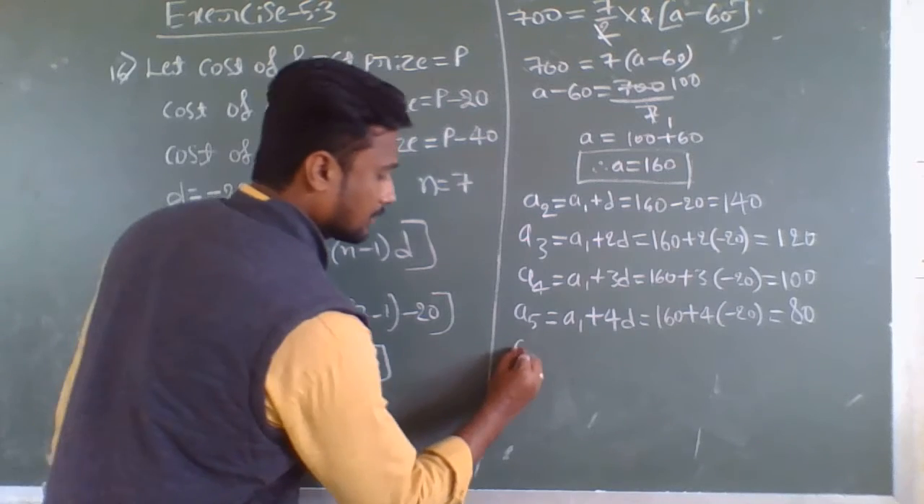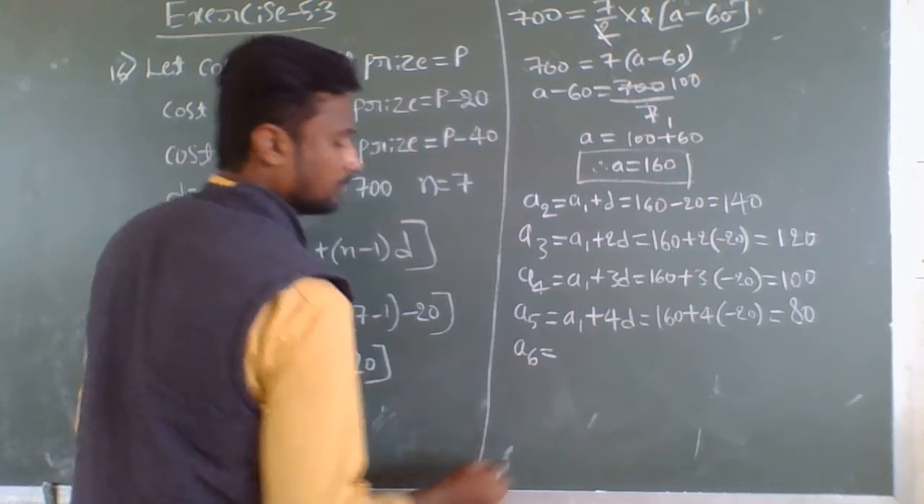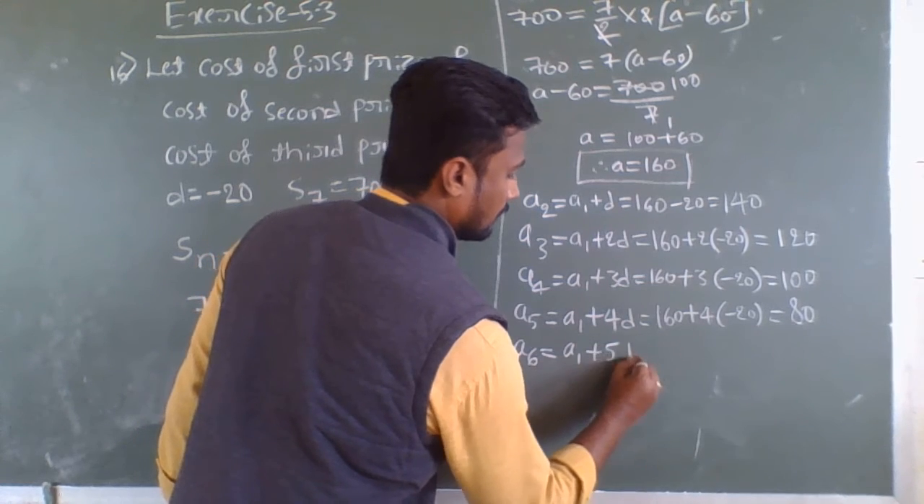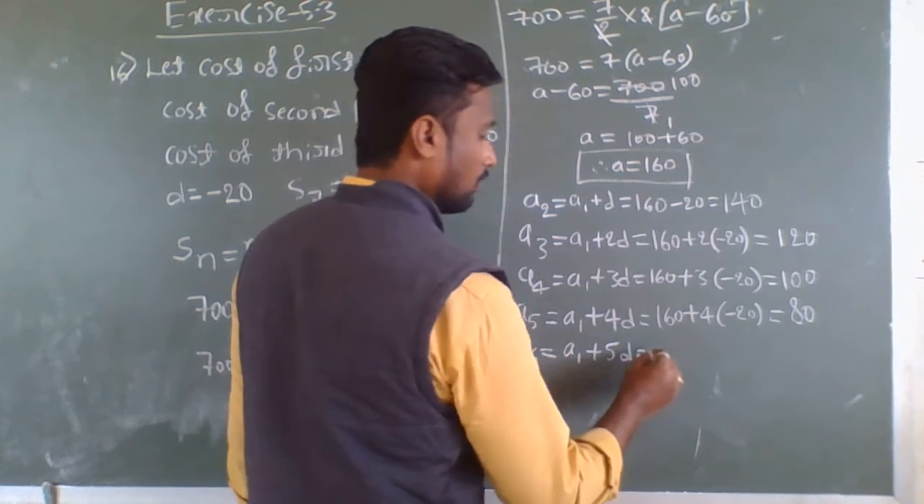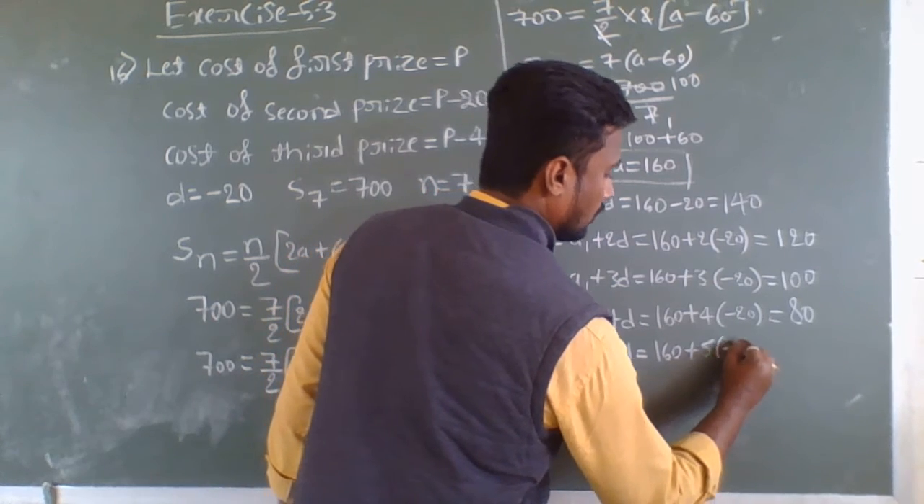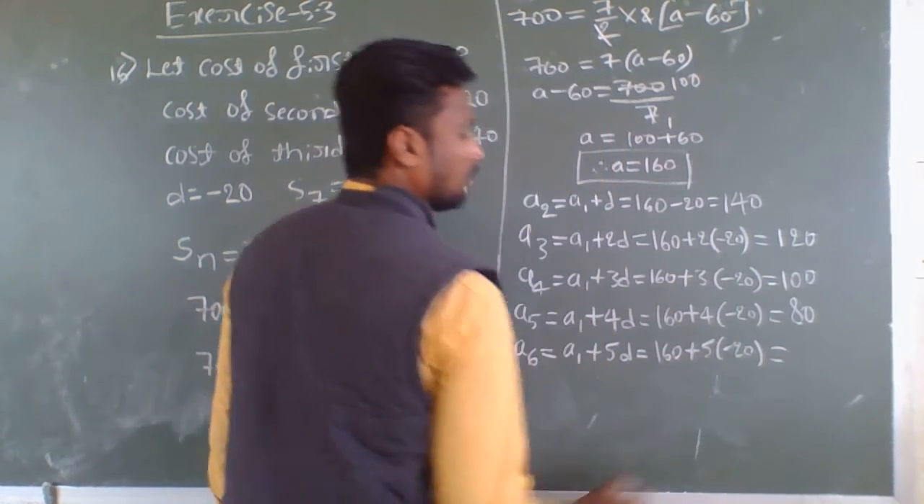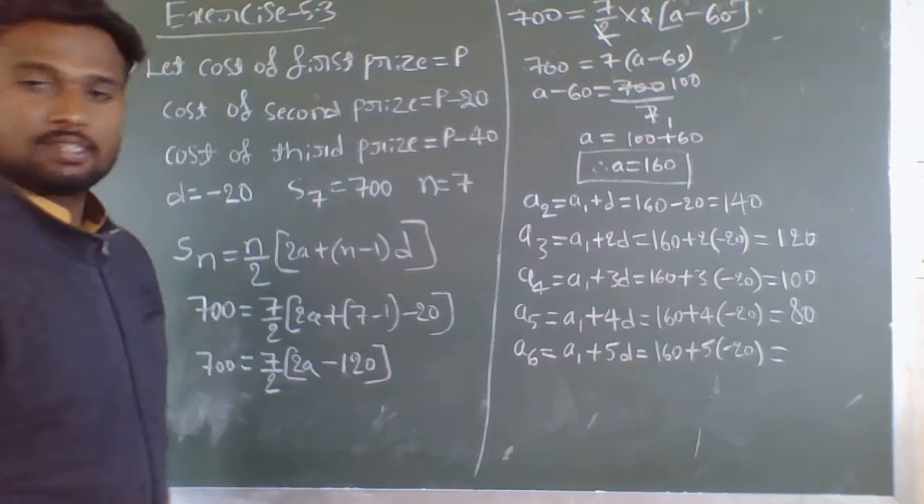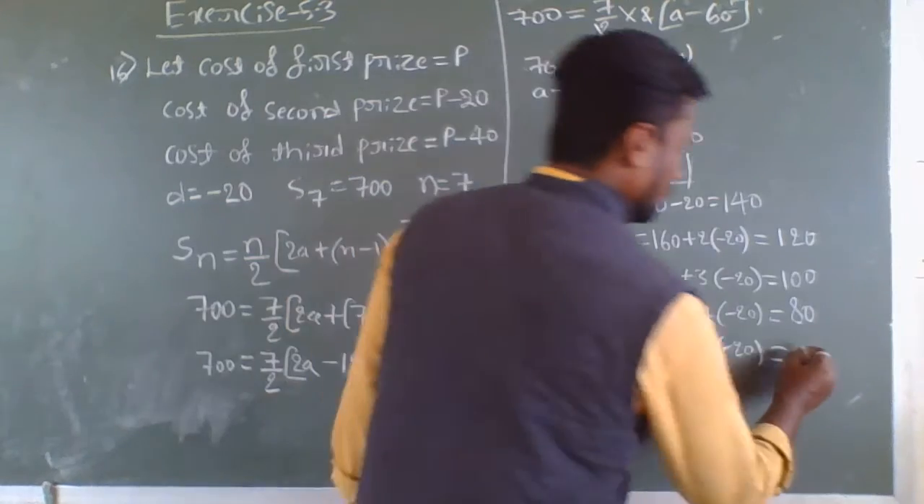Next a6. a1 plus 5d, which is equal to a1 value 160 plus 5 into d value, which is minus 20. Minus 20 into 5 means minus 100. 160 minus 100 means what is the answer? 60.